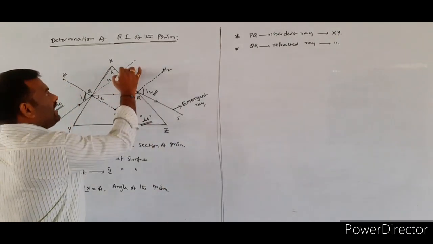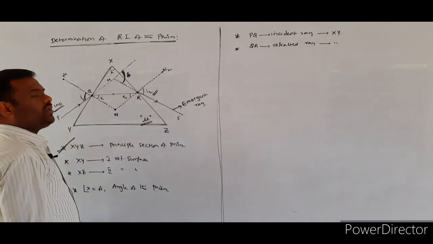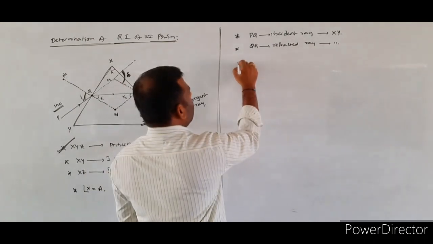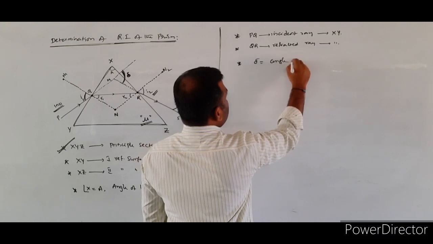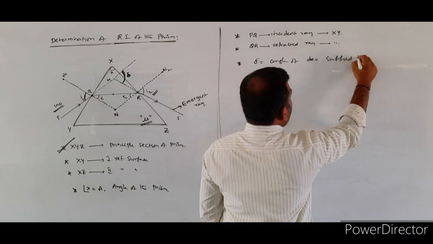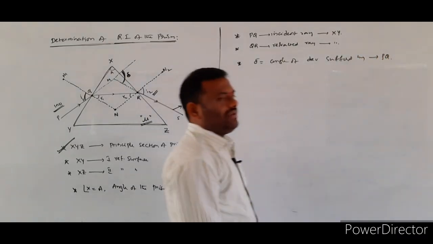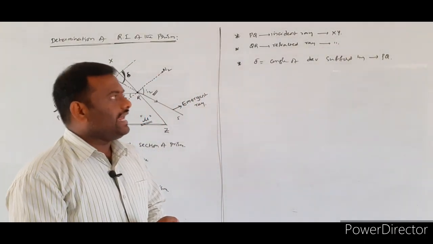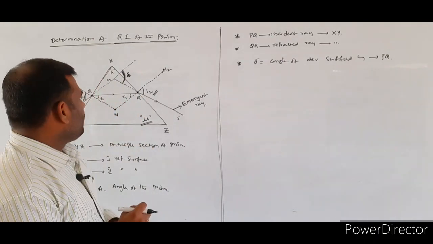So here, this angle will be indicating what? Delta will be indicating the total angle of deviation. From the figure, delta gives the angle of deviation suffered by the incident light ray PQ. Delta indicates the total angle of deviation suffered by the incident light ray PQ. Now we are going to do the derivation part.